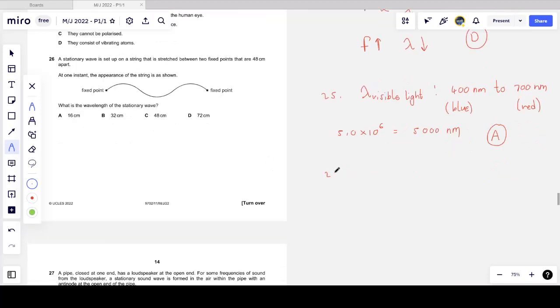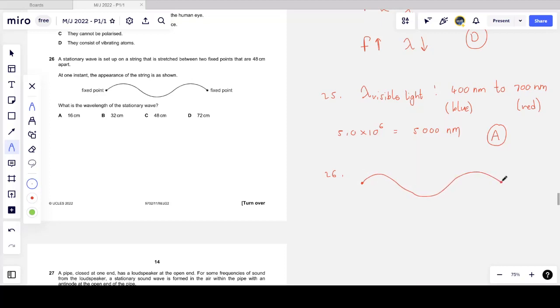Okay, question 26 says that a stationary wave is set up on a string that is stretched between two fixed points 48 centimeters apart. At one instant, the appearance of the string is as shown. What is the wavelength of the stationary wave? So recall what a stationary wave is. So a stationary wave occurs when, in this case, we have a wave on a string. It's moving between the two fixed points.